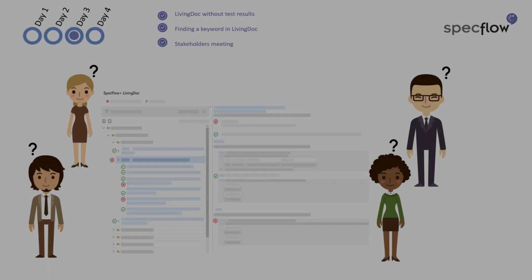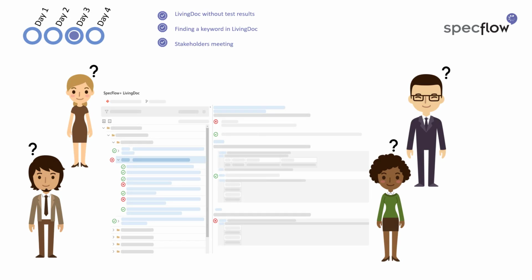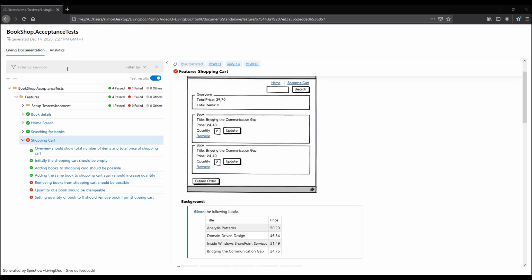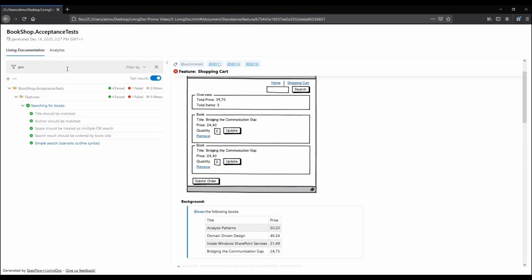We are now at day 3 of the sprint, and one of the stakeholders in the project needs a bit of clarification around the simple search function of the bookshop. To find what he's looking for, I'm going to use the keyword lookup function and look for the keyword simple search. LivingDoc then filters my files and also highlights the keywords I looked for.